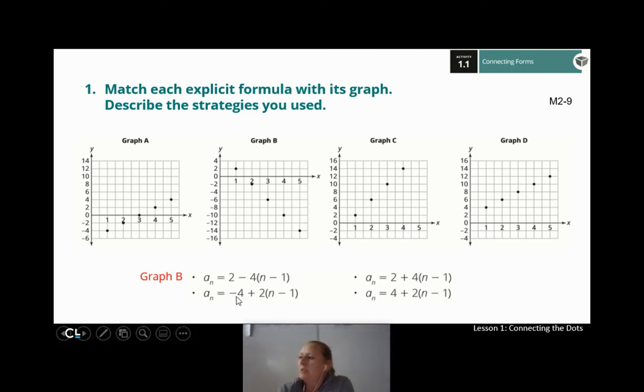So I have a sub n equals -4 plus 2 times n minus 1. So my first term is a -4. So the first thing I'm going to do is I'm going to look at these first 4 graphs.